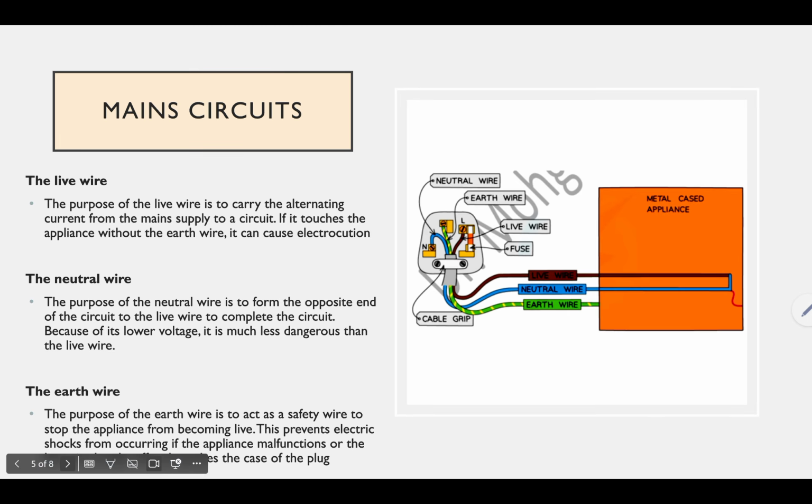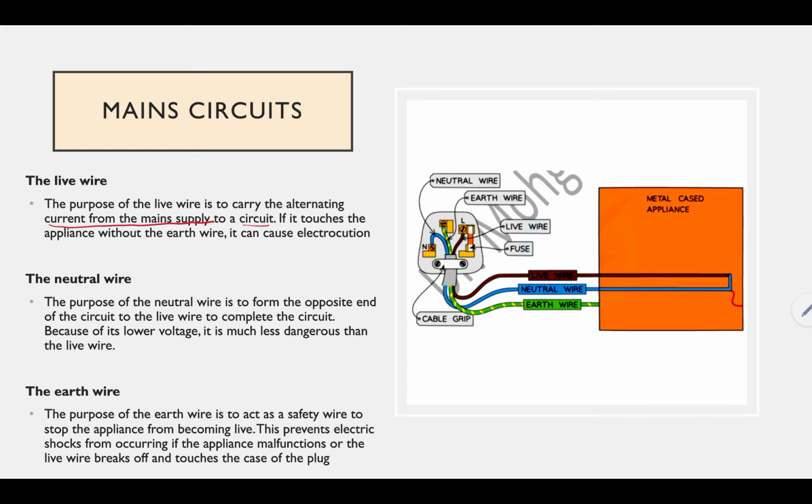In a main circuit, usually you have three openings. One for the live wire, so live wire, neutral wire, and earth wire. You need to know the purpose of each one. The live wire, its purpose is to carry the alternating current from the main supply to the circuit. If it touches the appliance without the earth wire, it can cause electrocution.